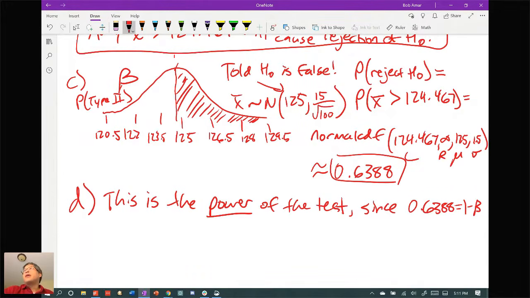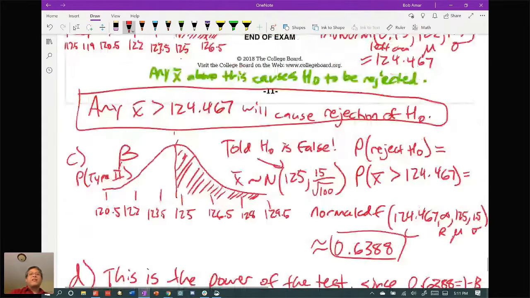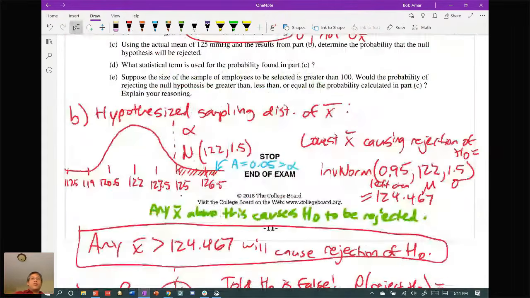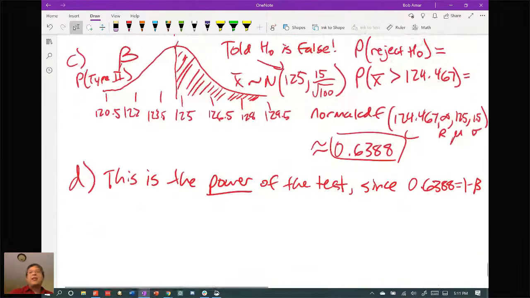And finally, the last part of the question. Part E: suppose the size of the sample to be selected is greater than 100. Would the probability of rejecting the null hypothesis be greater than, less than, or equal to the probability calculated in part C? Okay, lots of ways you could answer that. Here's one way.